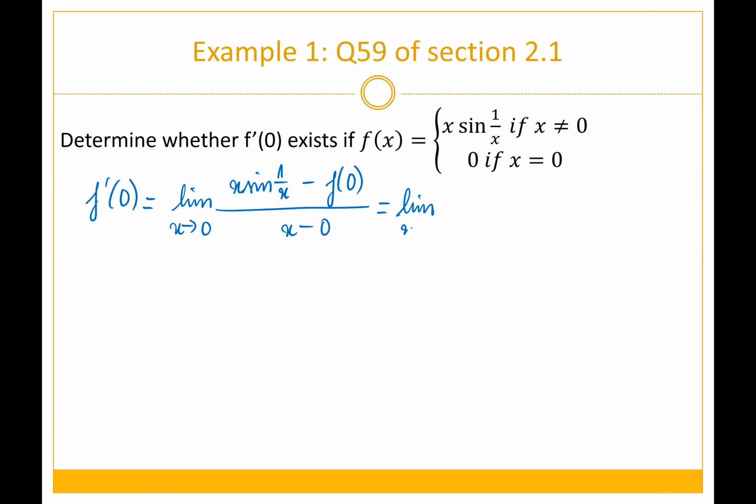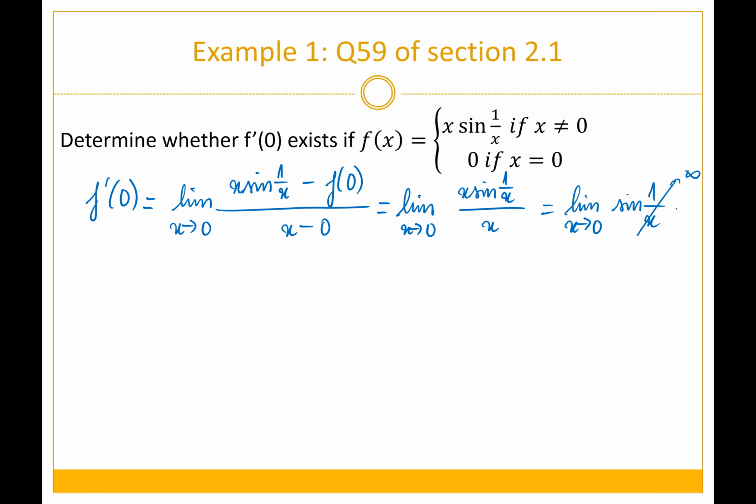Now the derivative is going to be the limit of x sine(1/x) divided by x. This is the limit as x approaches 0 of sine(1/x). Now let me think about it. When x approaches 0, where does 1 over x approach? It's 1 over a very small number, so it goes to infinity.